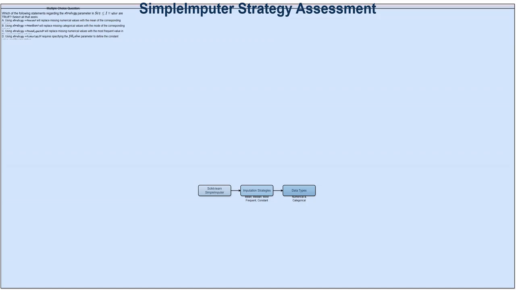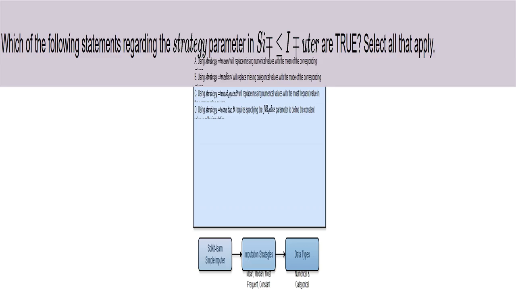This is the main question that tests your understanding of how the SimpleImputer class in Sklearn handles missing data using different strategies. It presents 4 options, and you must identify which statements are true. This is part of the question.